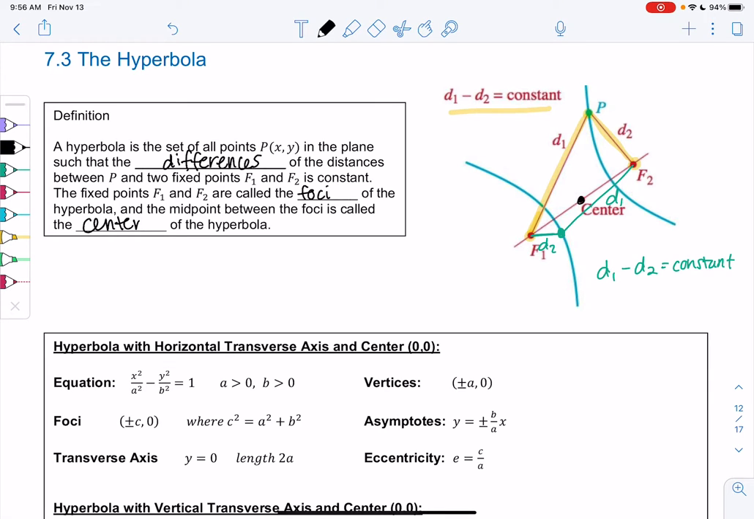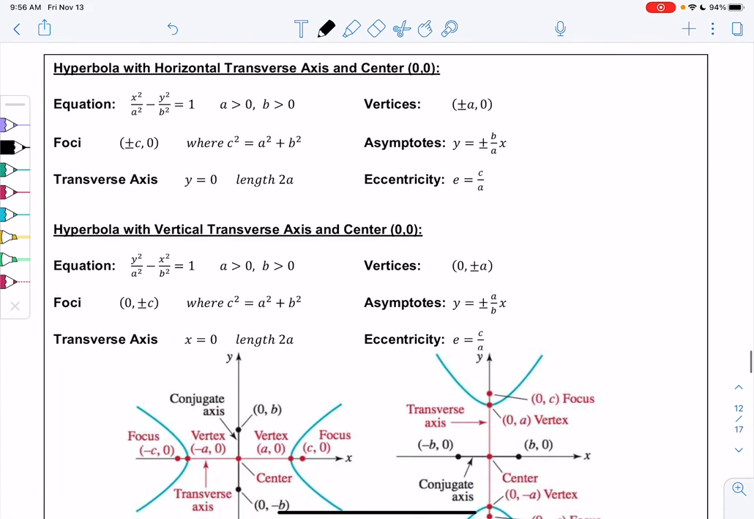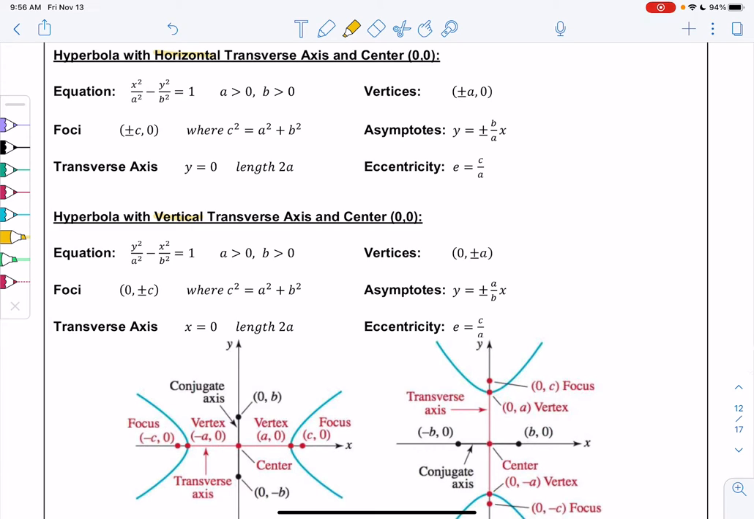So let's look at the equations. There's a lot of information, but once we start graphing, we won't need everything. Just like before, we'll have a horizontal and a vertical one. We'll know the difference by the order of the equation. So x squared over a squared minus y squared over b squared equals 1 will be horizontal. And when the order changes to y squared over a squared, so y squared comes first, we'll get vertical. You'll notice it looks similar to an ellipse. The only difference is it's a subtraction rather than an addition.